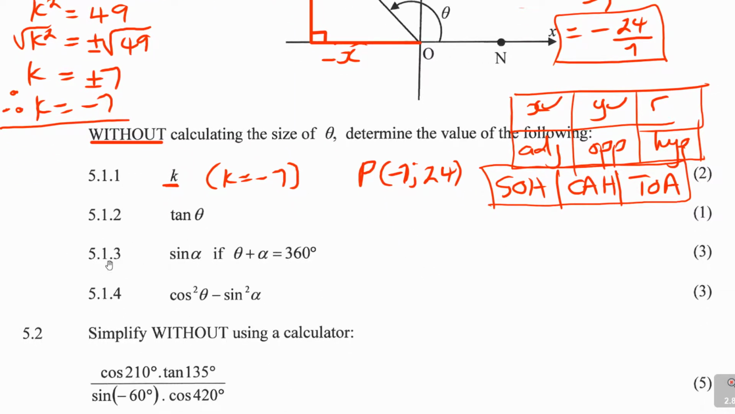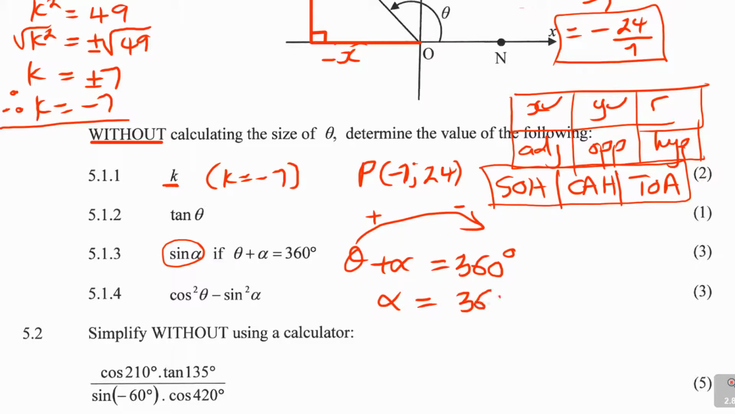Alright, and then they're saying 5.1.3, you need to find sine alpha if theta plus alpha is equal to 360. So let's look at that. Theta plus alpha is equal to 360. They want to find sine alpha. So now what do we do? Look at this. If I'm given theta plus alpha is equal to 360 degrees, what are they looking at here? They want sine alpha. So let me take theta to the other side. It's positive, it will become negative. So alpha is equal to 360 degrees minus theta.